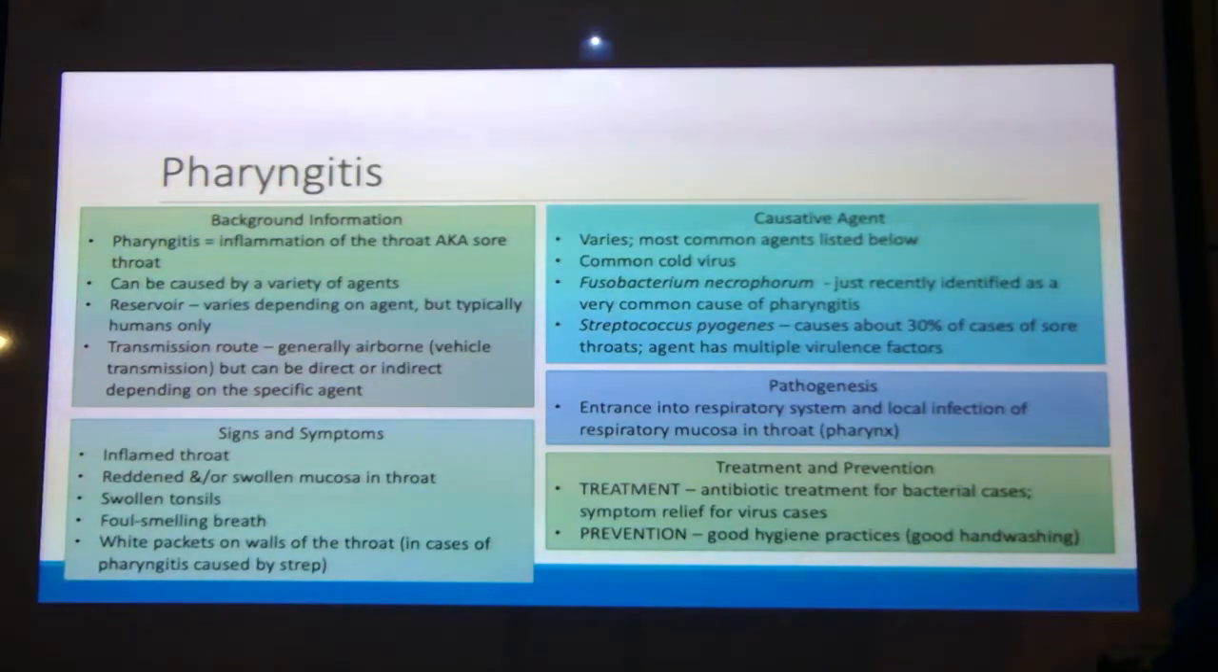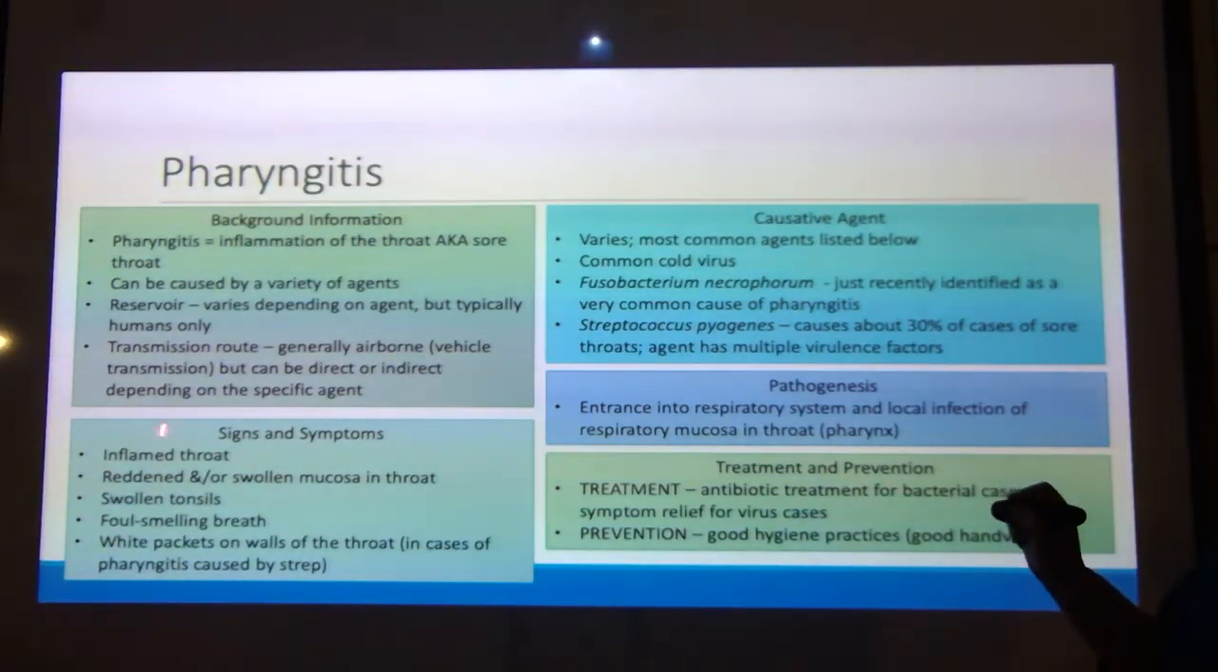We are going to breathe this in, but it can be direct or indirect depending on the specific agent. More like if I'm drinking out of a soda can and I have pharyngitis and my friend drinks after me, that might be one way that this can transfer from one person to another. But again, it depends on the specific agent.